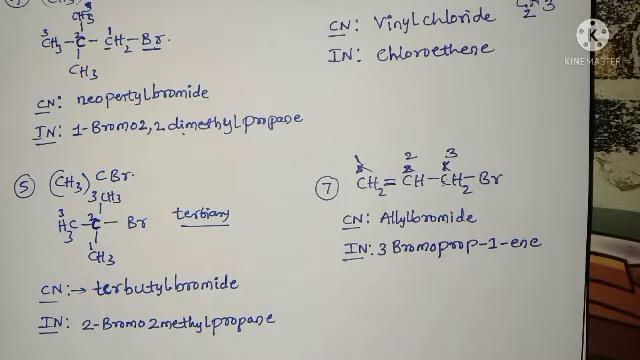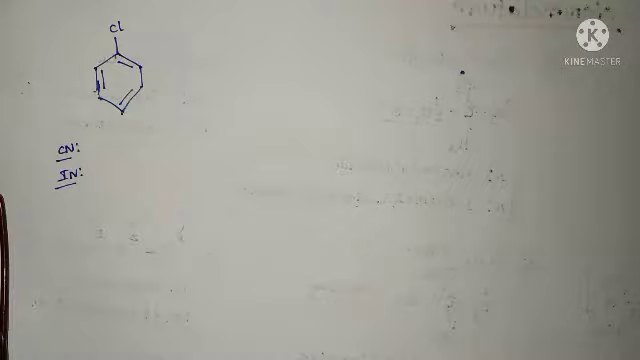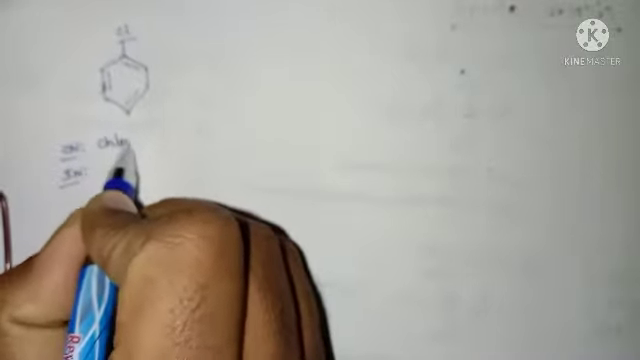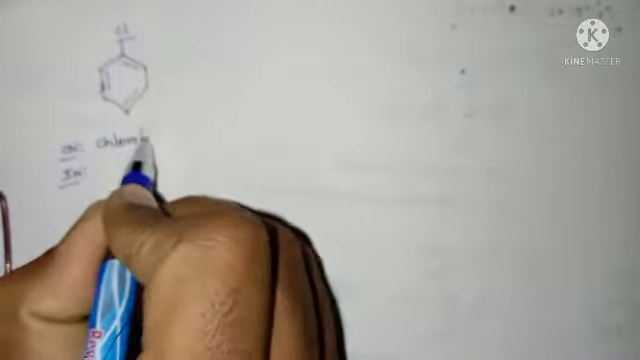And next we will take some examples on haloarenes. In the nomenclature of haloarenes, the common name and IUPAC name of monohaloarenes is the same. The common name here is chlorobenzene, and the IUPAC name is also the same.